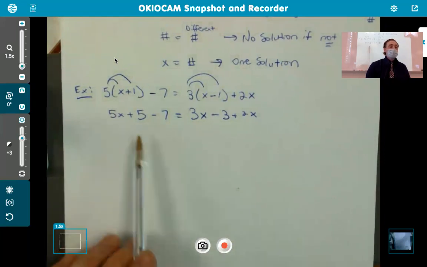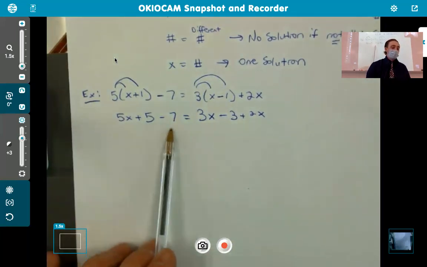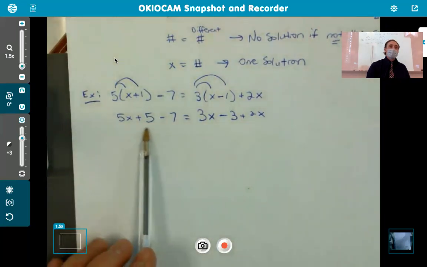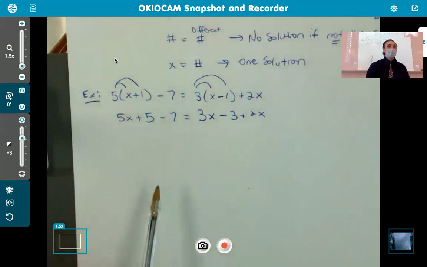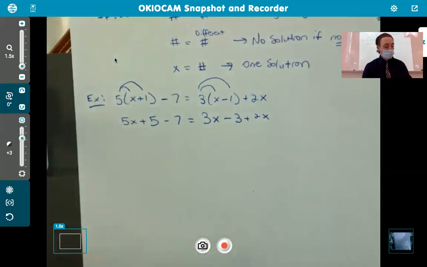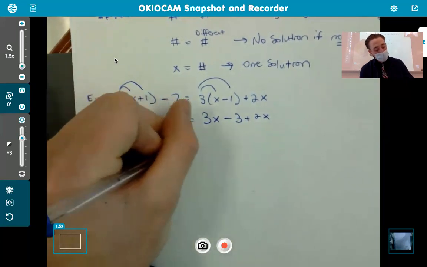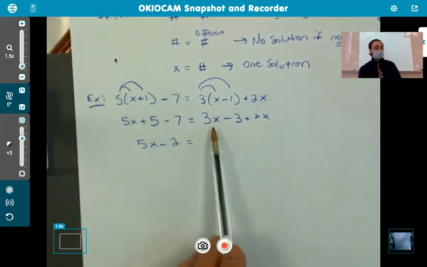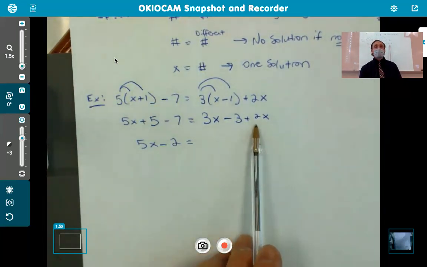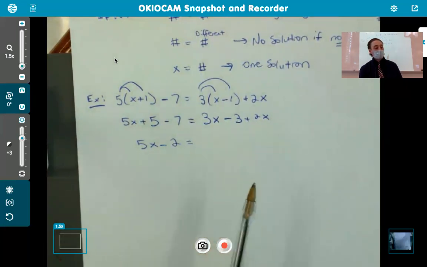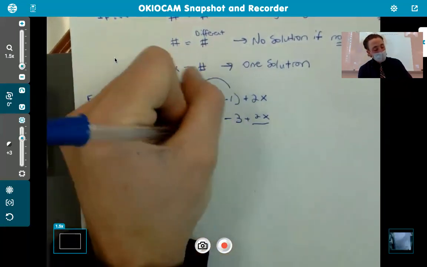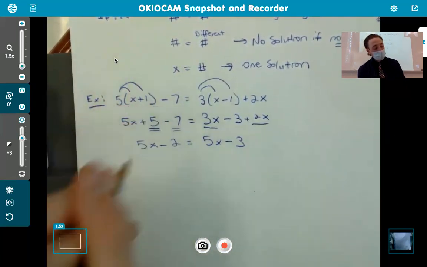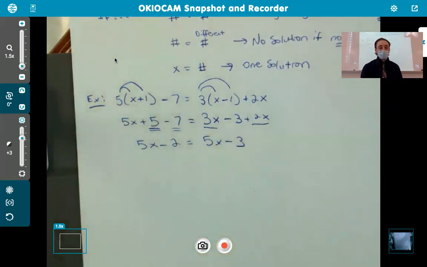On the left-hand side, let's just combine our like terms. I have 5x, 5, and -7. What can I combine over here? 5 minus 7. What's 5 minus 7? -2. Good. So I have 5x minus 2. On the right-hand side, I have 3x, -3, and 2x. What 2 terms can I combine? And what's 3x plus 2x give me? So I have 5x minus 3. Good. So over here, I combined the 5 and the -7. On the right-hand side, I combined the 3x and the 2x.